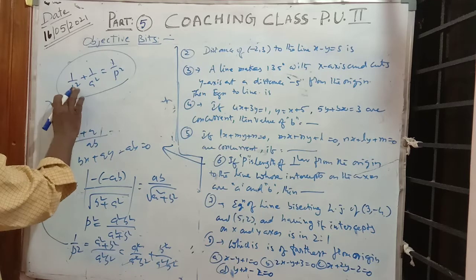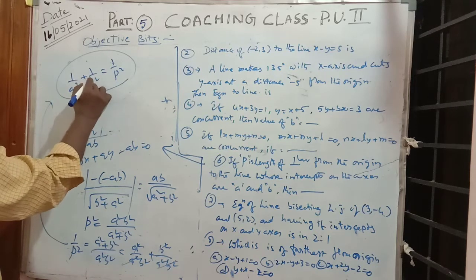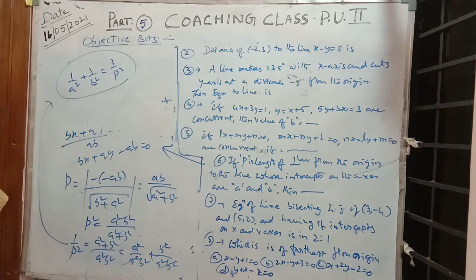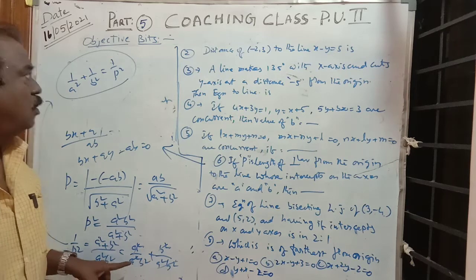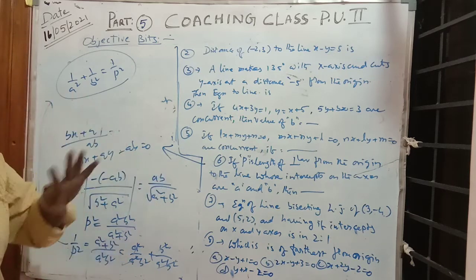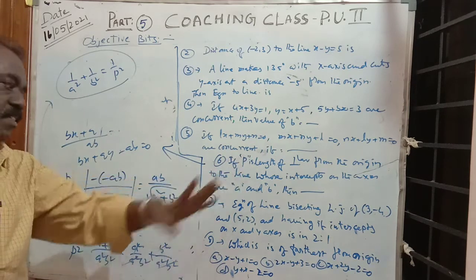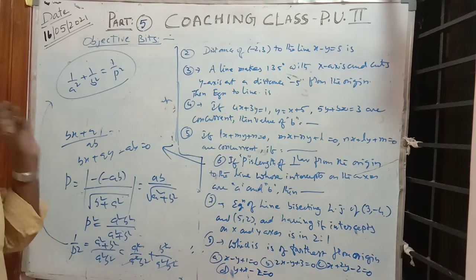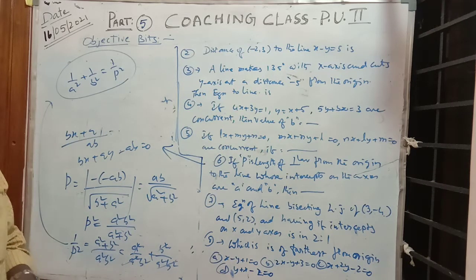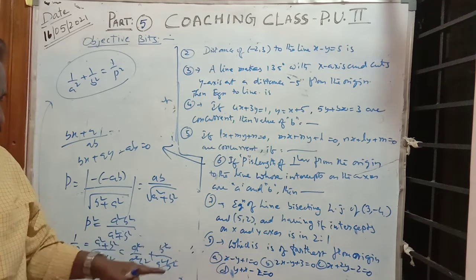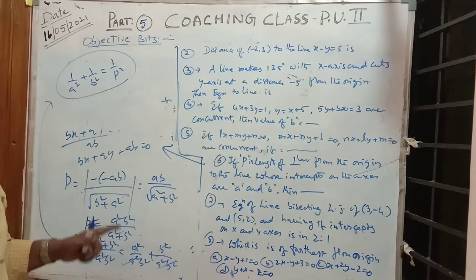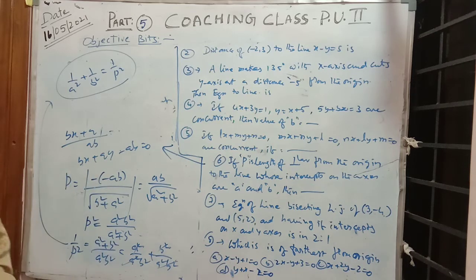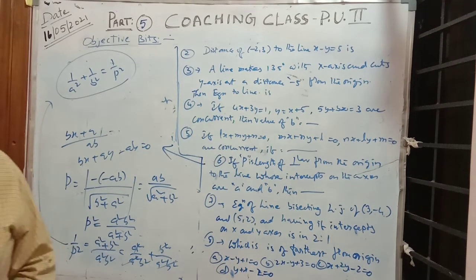Or otherwise, in some order we will write it here: 1 by a square plus 1 by b square is equal to 1 by p square. That is given there. Then options are given. Okay, like that. And 7 and 8, you will try to solve. Okay, yeah. Thank you.